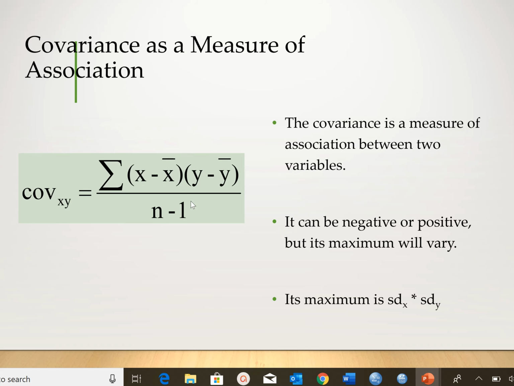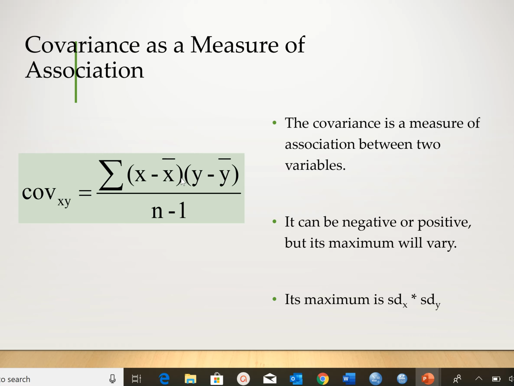I think it's important to briefly note that a more raw measure of association is covariance. Covariance is basically the unstandardized version of Pearson's r, or of correlation, where we're looking at the deviation of each score away from its respective mean, and then essentially taking the average, although there's a correction here, of the sum of the products of all the deviations of each score from their mean.